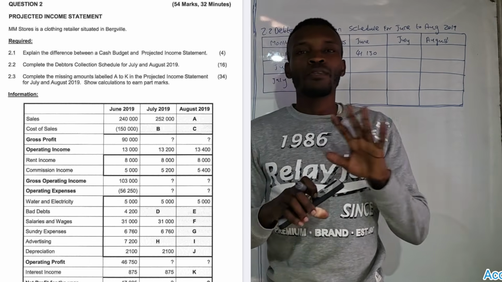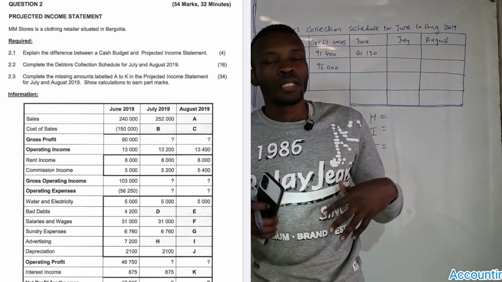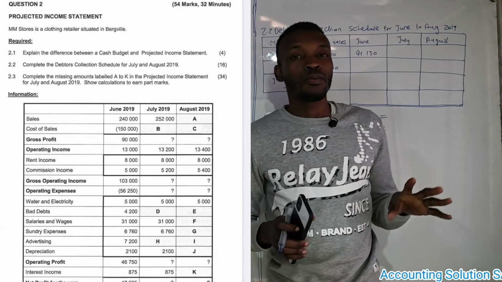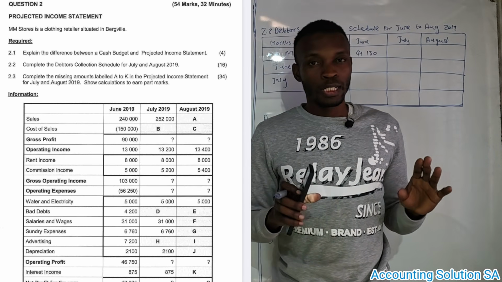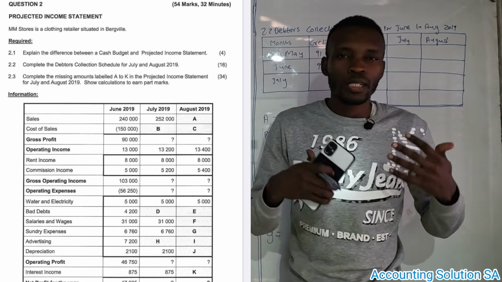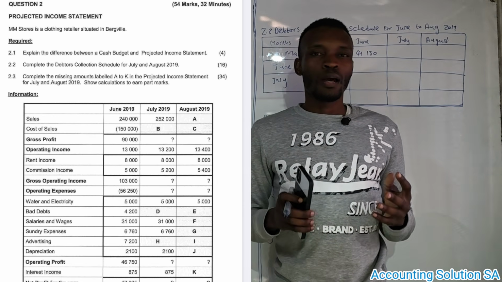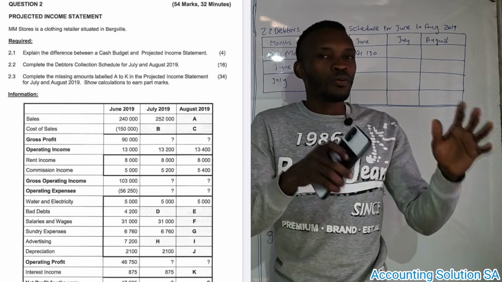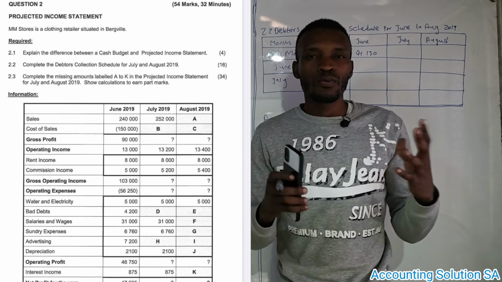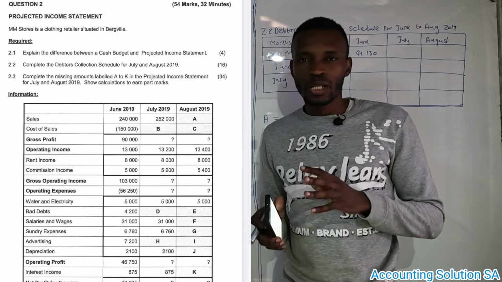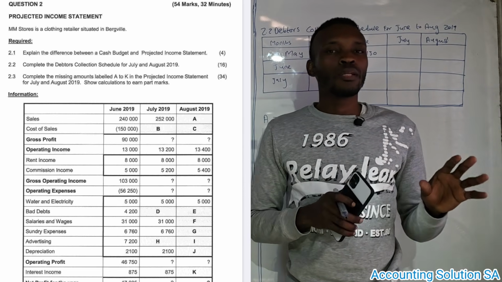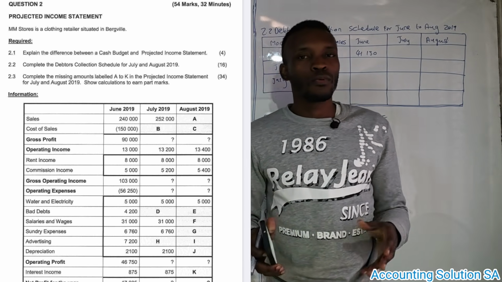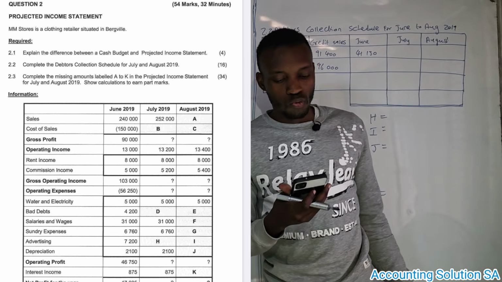Okay guys, in this video we are going to do a projected income statement. Remember, projected income statement is part of budgeting. When we talk about a projected income statement, we are talking about a budget that contains cash items including non-cash items. We include everything, whether it's cash or not cash. Cash budget, we only include cash only. Projected income statement includes cash and non-cash. That's what you need to know first.